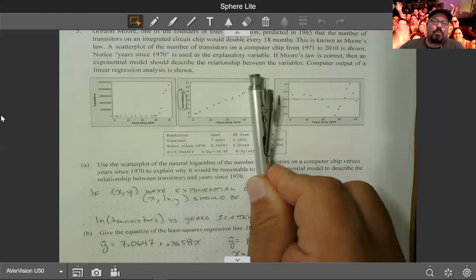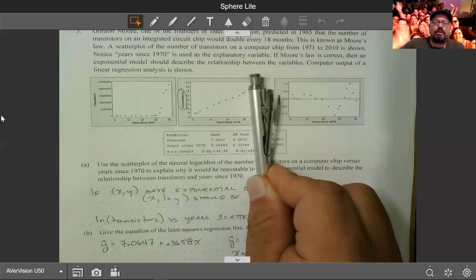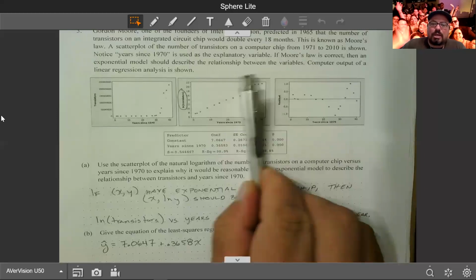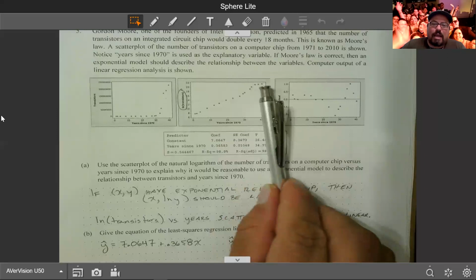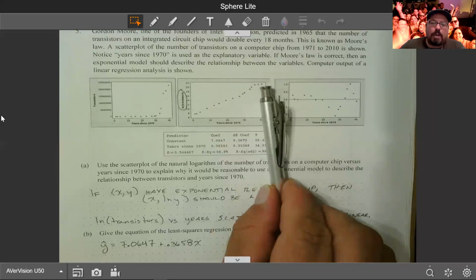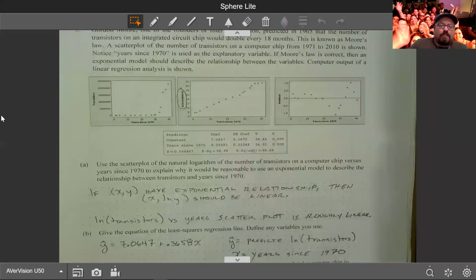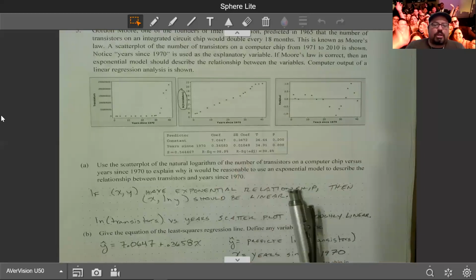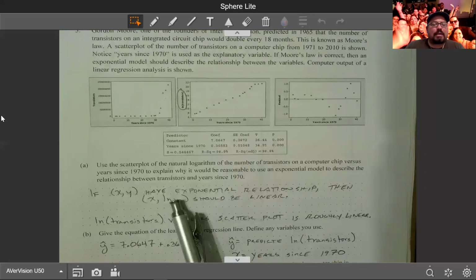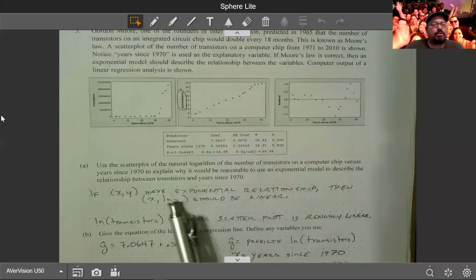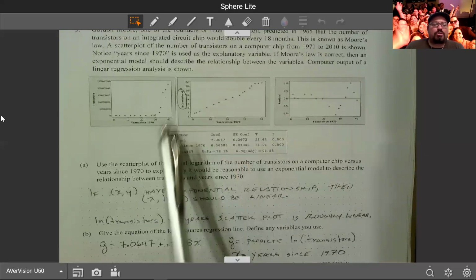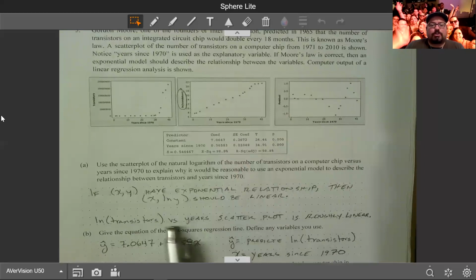It does seem to double every 18 months, right, as Moore said, right? But it does kind of start to taper off there at the end. We start to flatten that curve. But here, yes, fairly linear. And so if I have an exponential relationship, then that x, natural log of y scatter plot should be linear. And we notice that the natural log of transistors versus the years scatter plot is roughly linear.